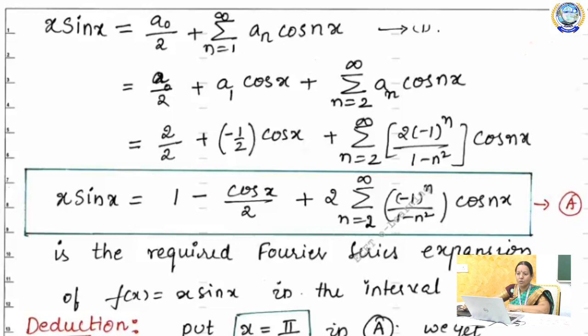Now this equals, what is your a0? 2. So 2 by 2 plus a1 cos x. What is your a1? Minus 1 by 2. So minus 1 by 2 cos x plus, next the summation runs from 2 instead of 1. We already calculated a1 value. So your summation starts from n equals 2 to infinity. So 2 into minus 1 power n, 1 minus n square cos nx. This is our result.